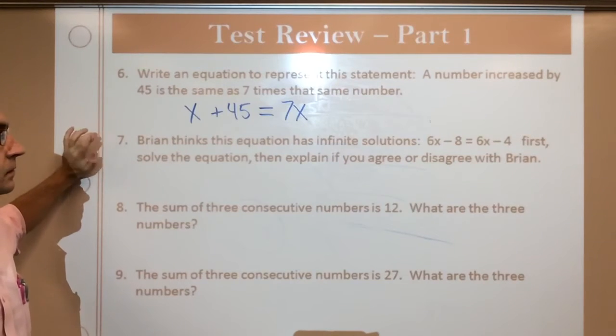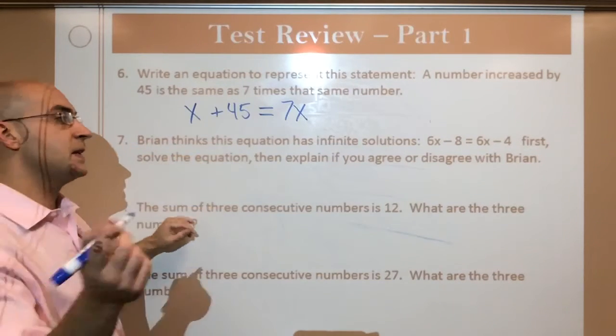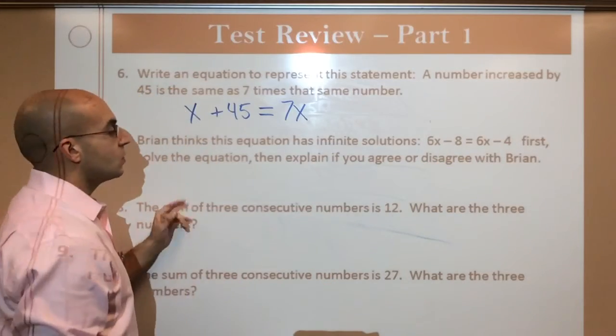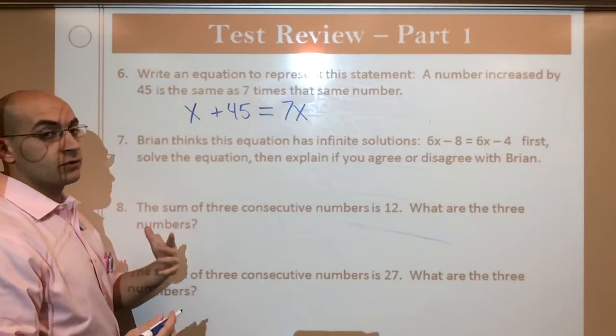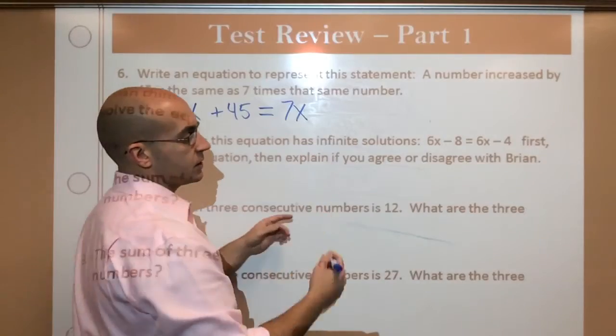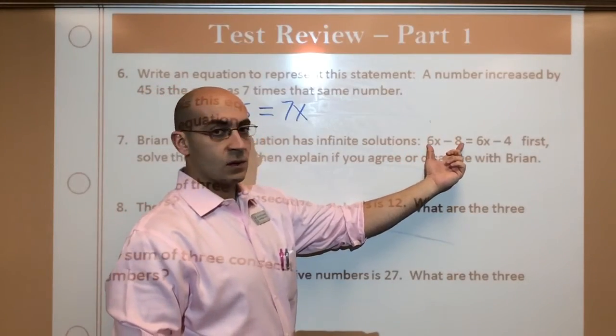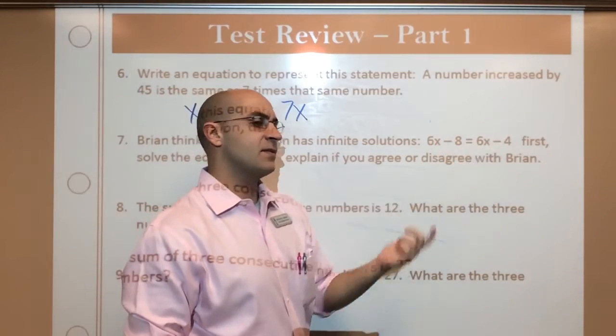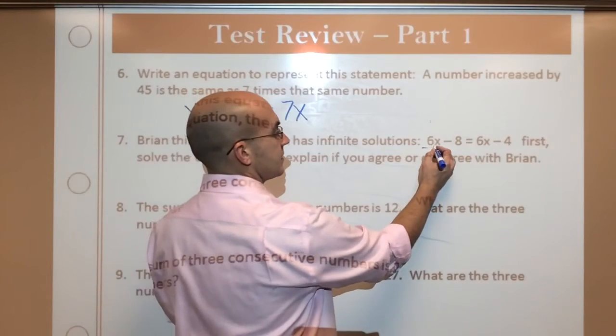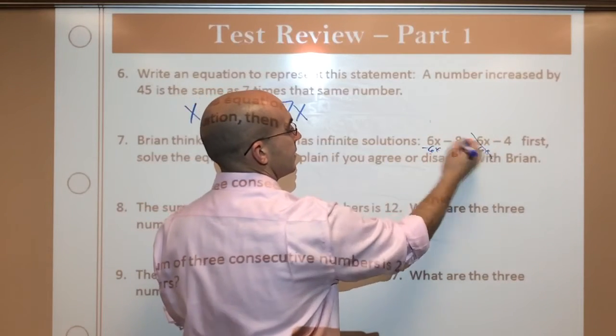Number 7. Brian thinks this equation has infinite solutions. And there's my equation. So first you want to solve the equation, then explain if you agree or disagree. So take a look at this equation. 6x minus 8 on one side and 6x minus 4 on the other. Let's quickly just get rid of the x's. 6x minus 6x. Done, done.